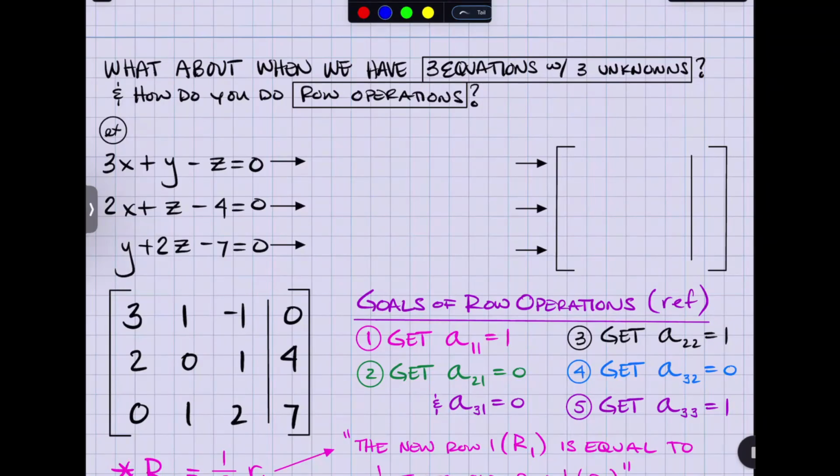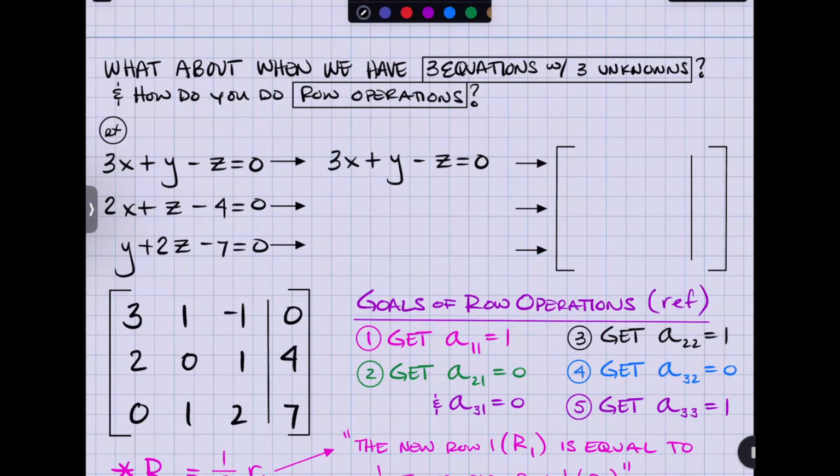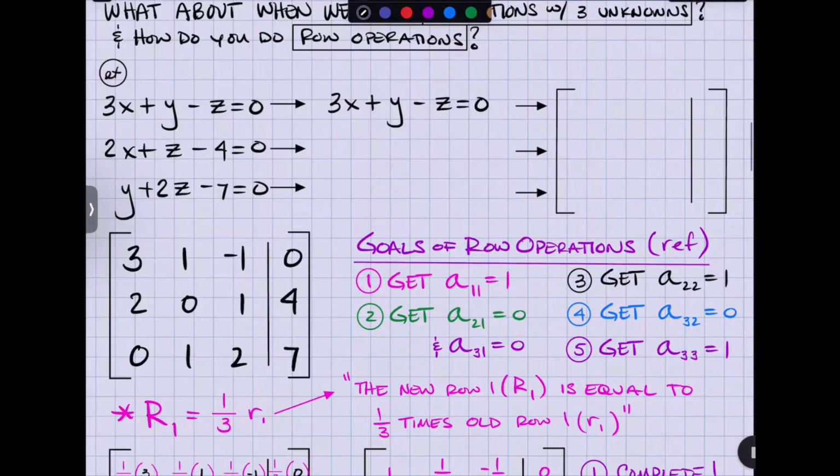First, what I have to do is get these into standard form. Right? The first one is already in standard form. That's great. I'm going to leave that alone. But if you notice, the second one is really just 2x plus z is equal to 4. The third one is y plus 2z is equal to 7. Everybody agree with that?